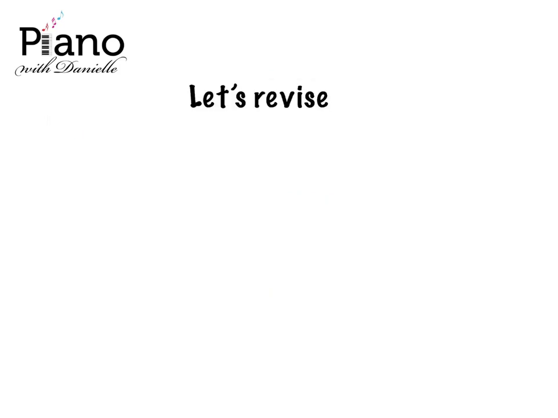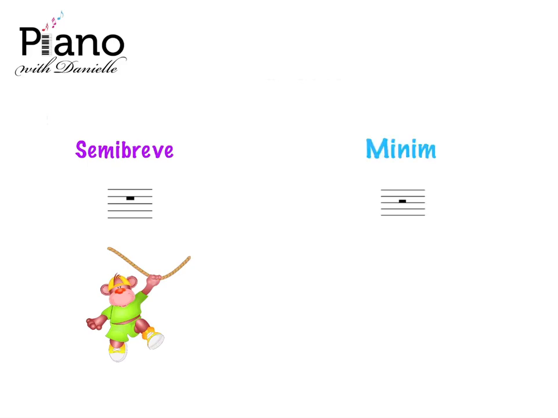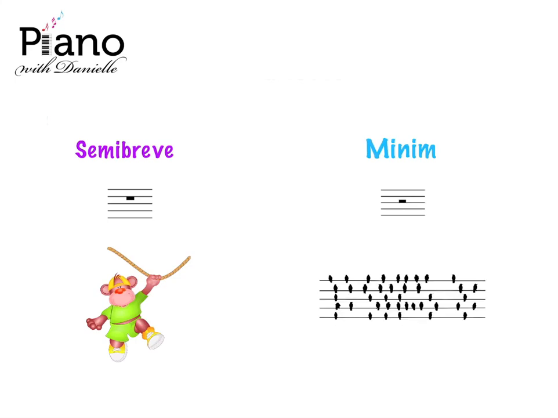Let's just revise and take one last look at the semibreve and minim rests, as they are so similar. Remember, the semibreve rest hangs from the fourth line of the stave. I always remember this as I imagine a monkey hanging from the stave for this one. The minim rest sits the other way round and sits on the third line of the stave, like a bird sitting on a wire.